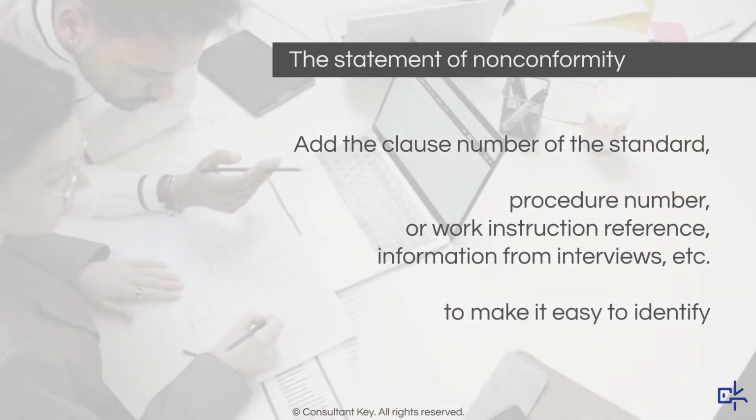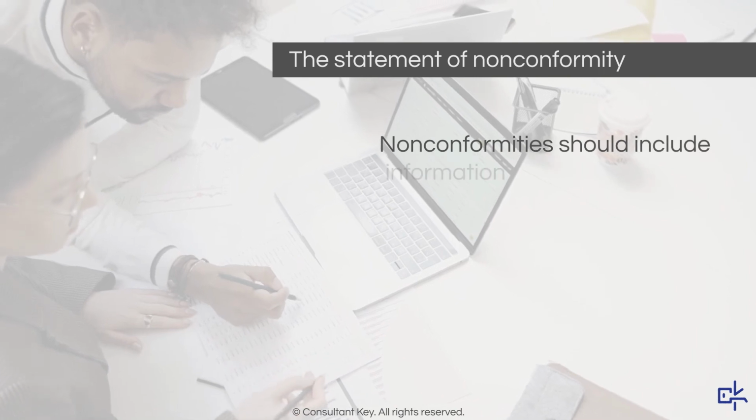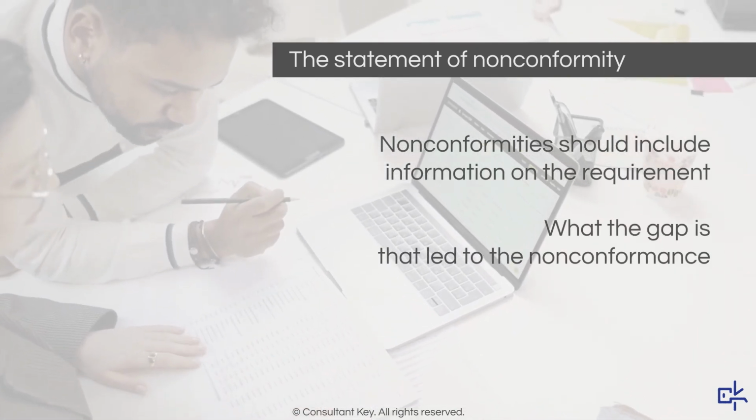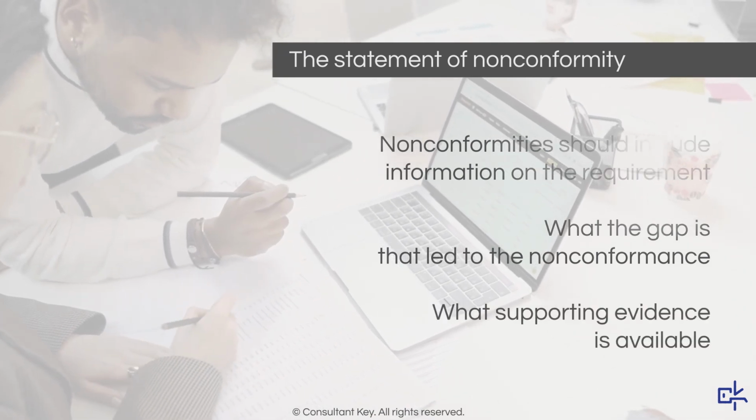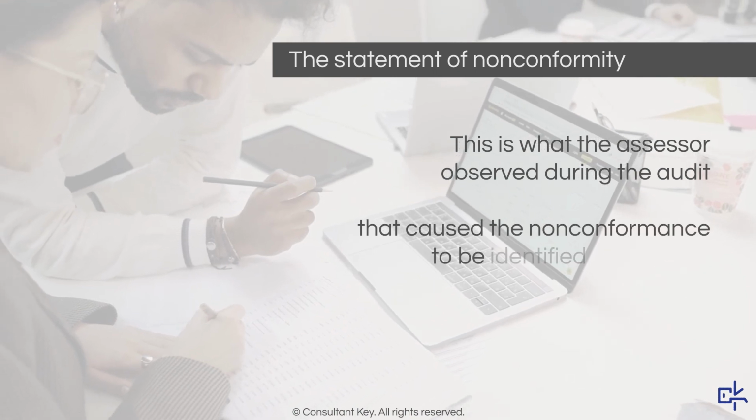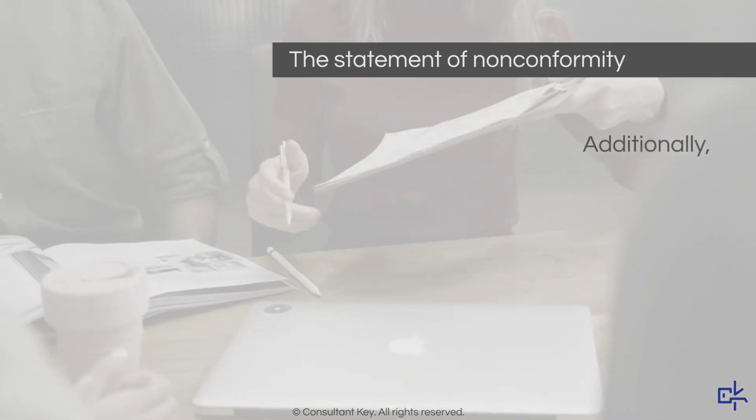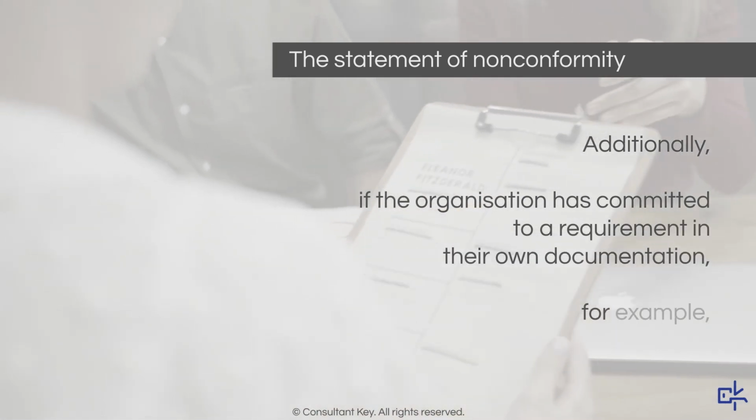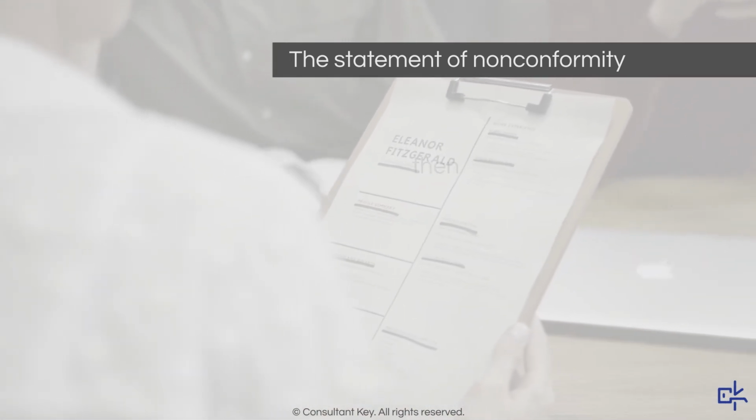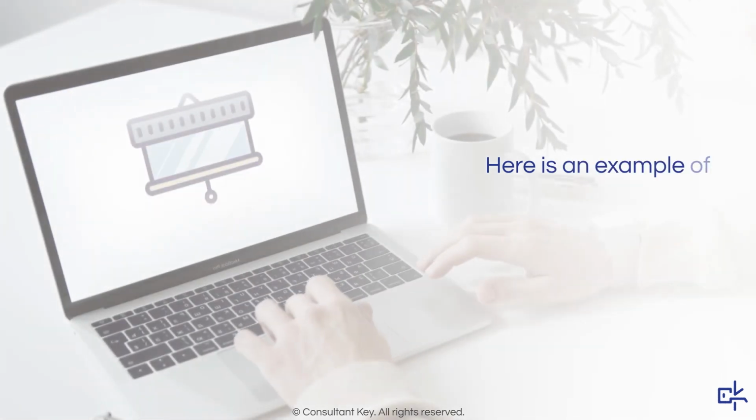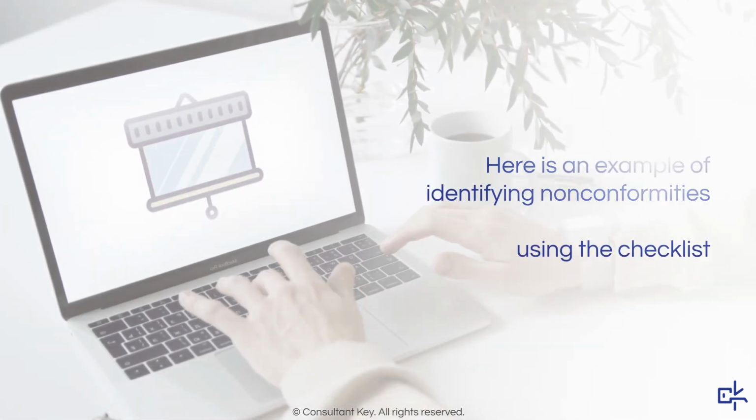Nonconformities should include information on the requirement, what the gap is that led to the nonconformance, and what supporting evidence is available. This is what the assessor observed during the audit that caused the nonconformance to be identified and written. Additionally, if the organization is committed to a requirement in their own documentation, for example, the company quality plan, then evidence needs to exist that the organization conforms to the plan. Here's an example of identifying nonconformities using the checklist.